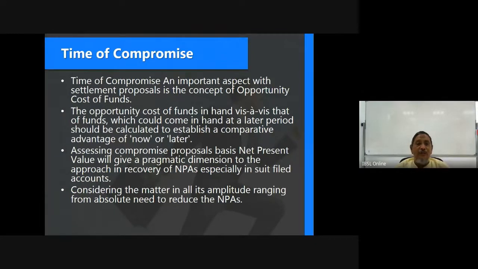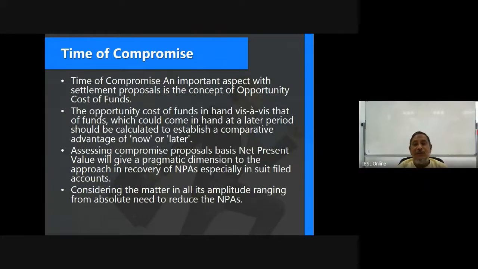It's a concept of opportunity cost of funds. Right? The time compromise is called the concept of opportunity cost of funds. If you buy today without buying after 5 years, what will be the benefit? Opportunity cost of funds. What will be the benefit? Work out on that basis only. This time compromise is applied in these compromise settlements. Time compromise is an applied technique when you come to compromise settlement.